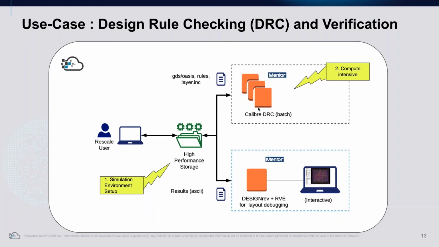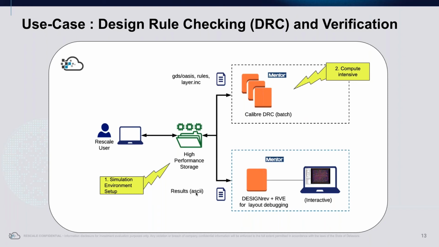So once this DRC is completed, let's say I go and review my results, right? Once the DRC is completed, it generates a bunch of ASCII or database files. And then I find out, hey, there are certain layers which are violating DRC. So how do I now check and correlate this with my layout?